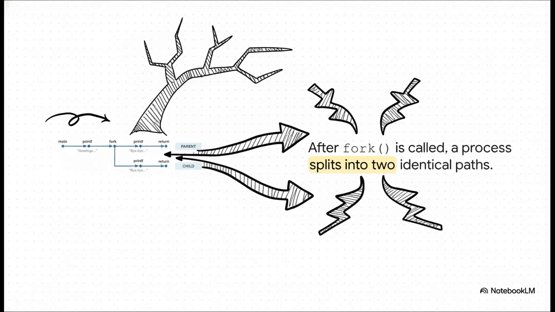And this visualizes it perfectly. Before the fork call, you've got one single process chugging along. Afterwards, boom, there are two. Both the parent and the child are now running the exact same code from the exact same point. The program's timeline has literally just forked in two.